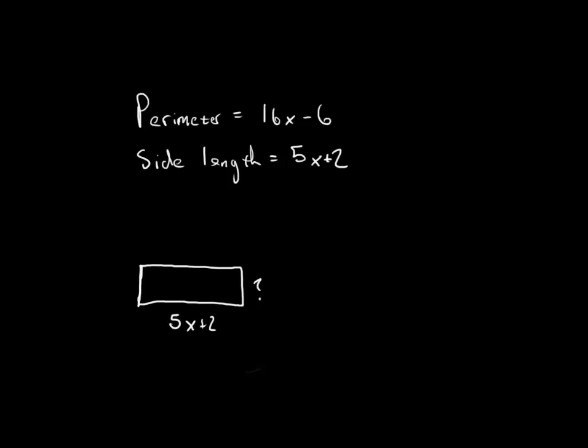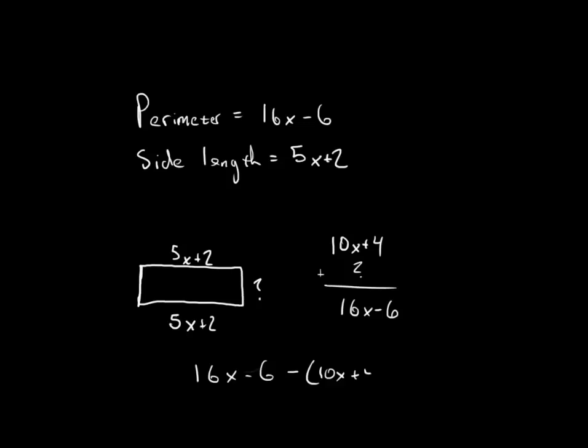You will definitely see a problem like this on tomorrow's test. If it helps, sketch a little picture and label it. When you add those two sides together, you get 10x plus 4. So plus what is going to get us to 16x minus 6? Well, you may as well subtract in order to find your answer. I've set it up horizontally so you don't forget to distribute that negative. 16x minus 6 minus 10x minus 4. Combine like terms and you get 6x minus 10, which means each of these side lengths have got to be 3x minus 5.